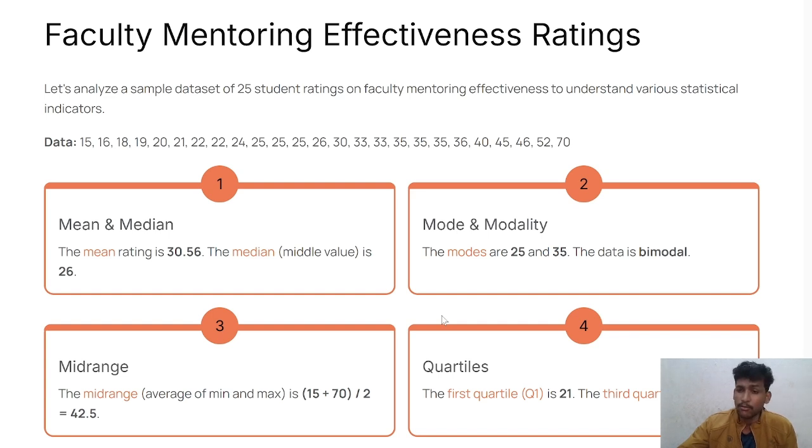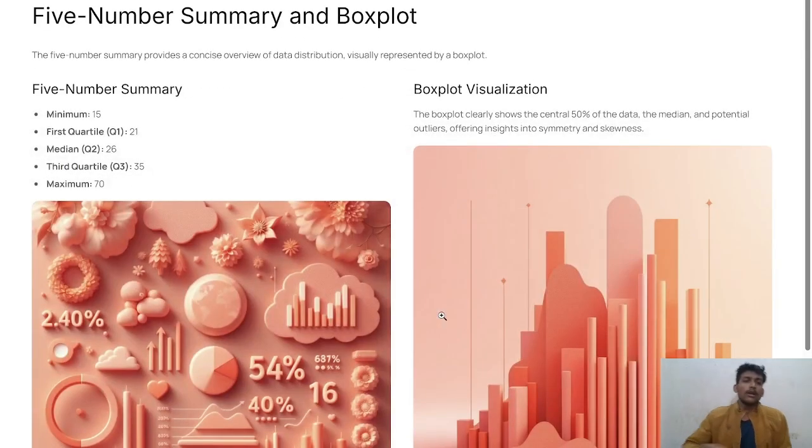The data is bimodal. Mid-range, the average of min and max: 15 plus 70 divided by 2 is equal to 42.5. Quartiles: the first quartile, Q1, is 21. The third quartile, Q3, is 35. Now let's talk about five number summary and box plot.